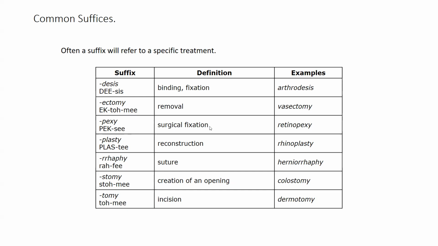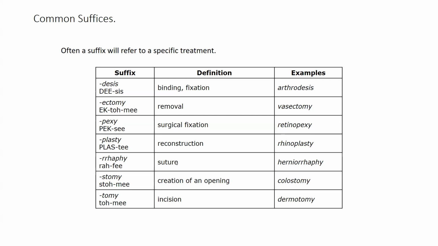Pexy means a surgical fixation, which means they're actually sewing something in place. Retinopexy means that they're sewing the retina back into place. If the retina becomes dislodged, they have to go into the eye and actually suture it back in place while it heals and remains where it should be. Plasty is a reconstruction. So a rhinoplasty is reconstruction of the nose, as in rhinoceros. It's a nose job or nose repair.